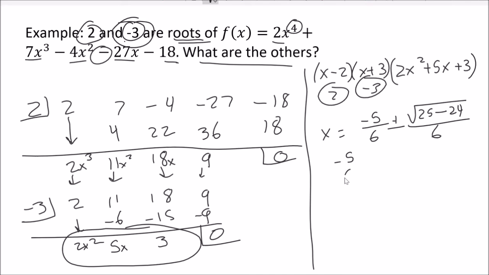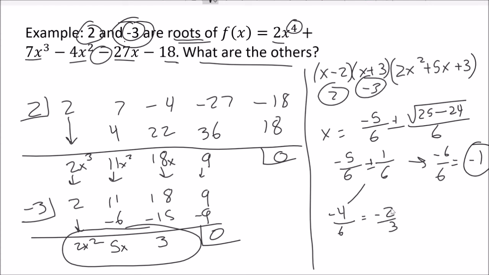So negative 5 over 6. 25 minus 24 is 1. Square root of 1 is 1, so plus or minus 1 over 6. All right, so negative 5 plus 1 is negative 4, and negative 5 minus 1 is negative 6. So that simplifies to negative 1. That's one of the zeros. And that simplifies to negative 2/3. That's another one of the zeros. So we've used an example now where we had a 4th degree and we were able to find all the zeros because we knew a couple of them.